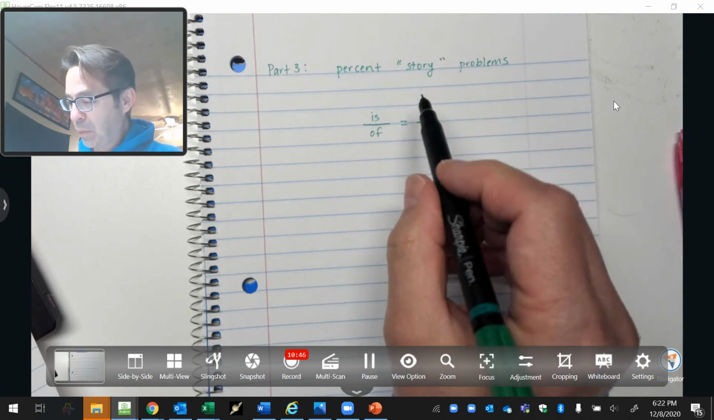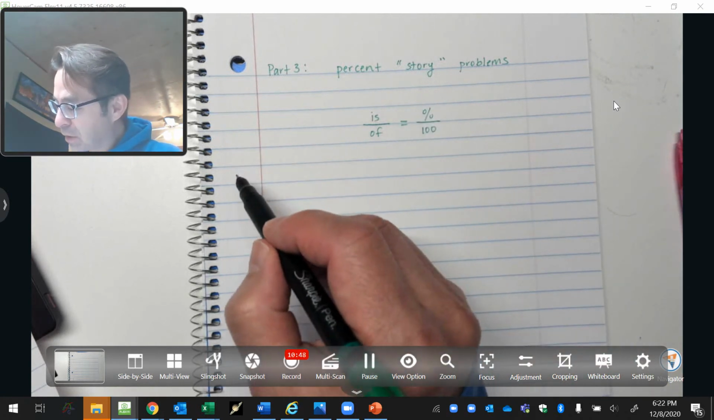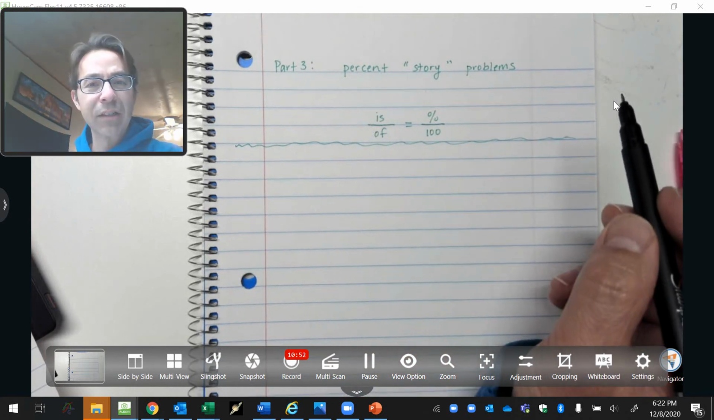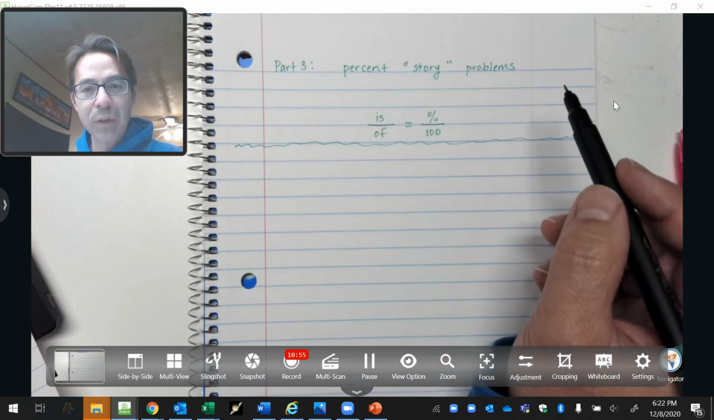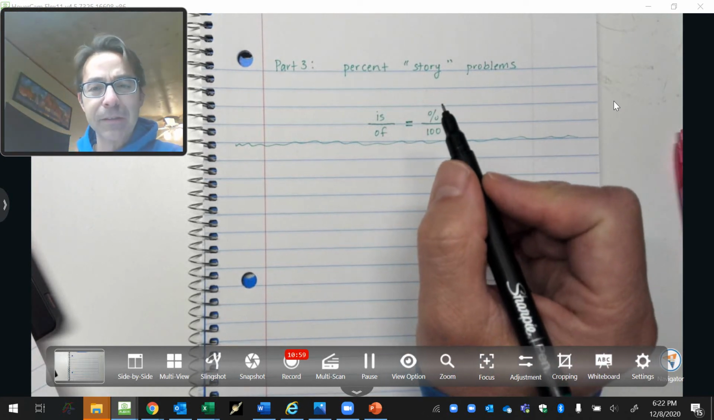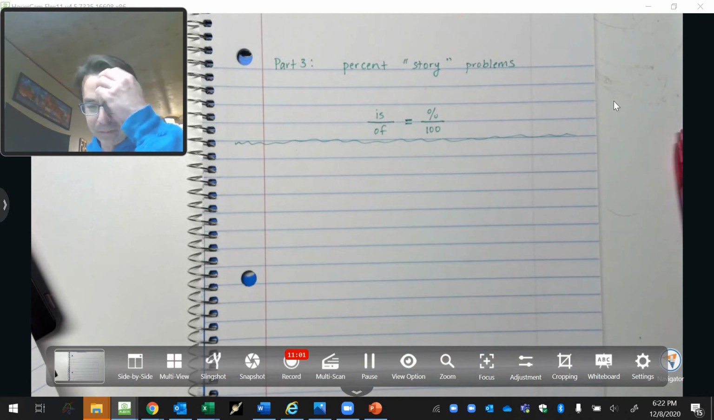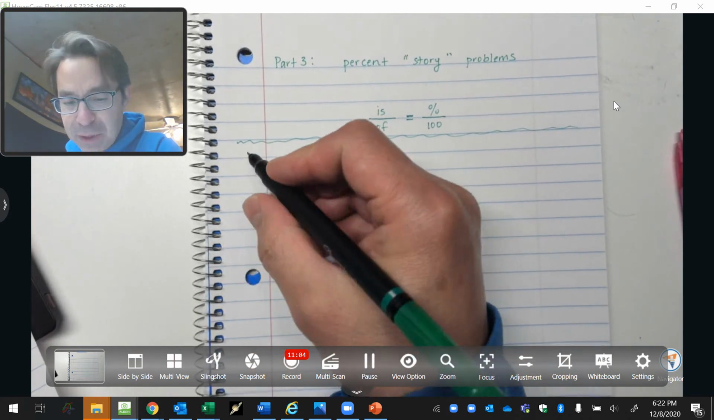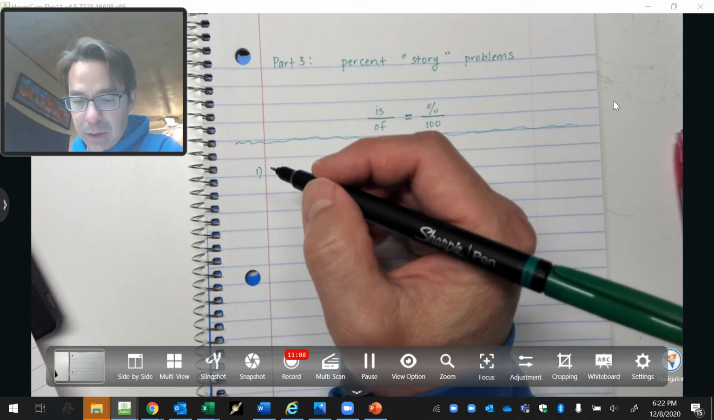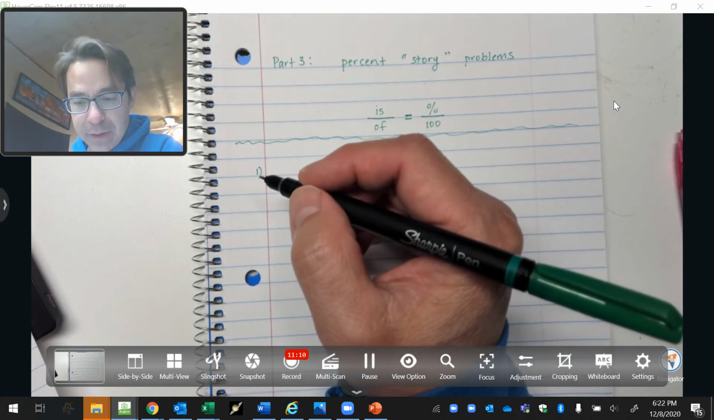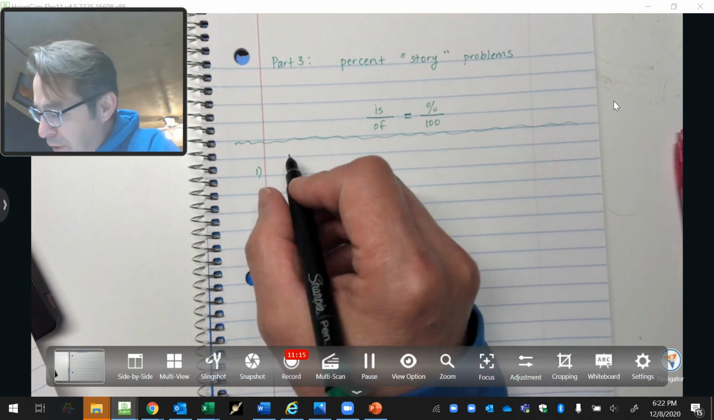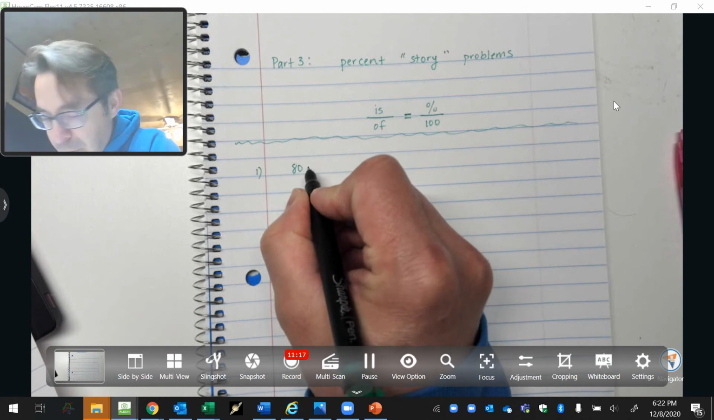If you memorize this phrase, just say it to yourself like 30 times. Is over of equals percent over 100. You need it to sink in your brain. So, one good strategy is saying something over and over until you get to the point where you have it memorized. Alright, so here is example number one.